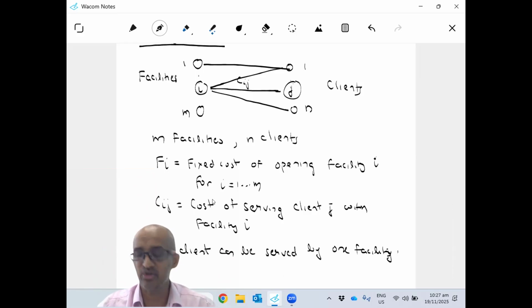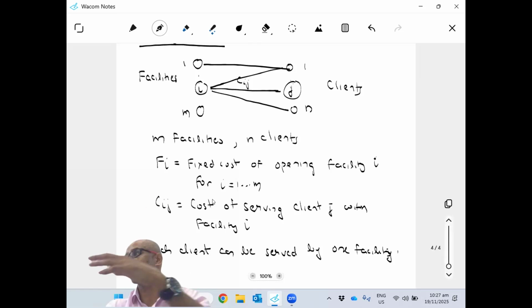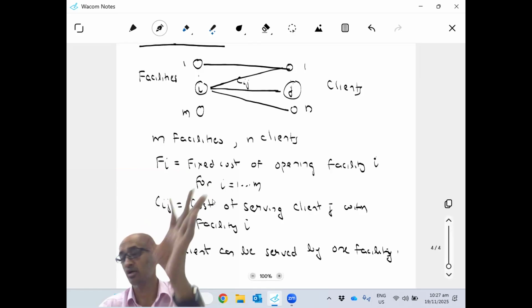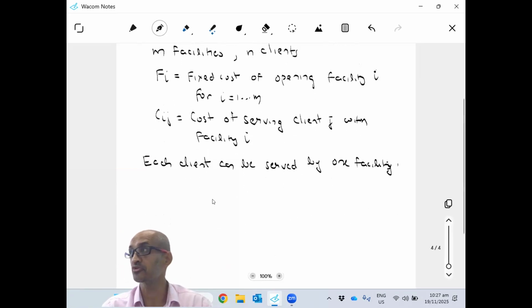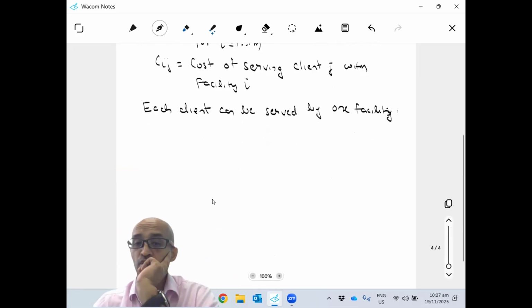You can have other versions of the problem where clients might be served by multiple facilities and you decide how much to produce at each spot. But in this version of the problem, every client will be served by one facility. Okay, so that's the problem. Is the setup clear? Again, there are books written on this class of problems, facility location. There are full books on this. So what do you do here?